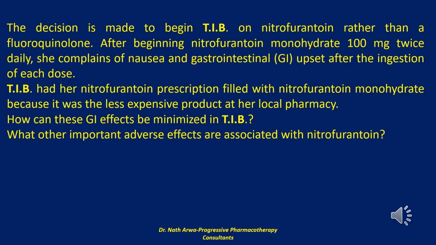The next question reads, the decision is made to begin TIB on nitrofurantoin rather than a fluoroquinolone. After beginning nitrofurantoin monohydrate 100 mg twice daily, she complains of nausea and gastrointestinal upset after the ingestion of each dose. TIB had her nitrofurantoin prescription filled with nitrofurantoin monohydrate because it was the less expensive product at her local pharmacy. How can these gastrointestinal effects be minimized in TIB? What other important adverse effects are associated with nitrofurantoin?